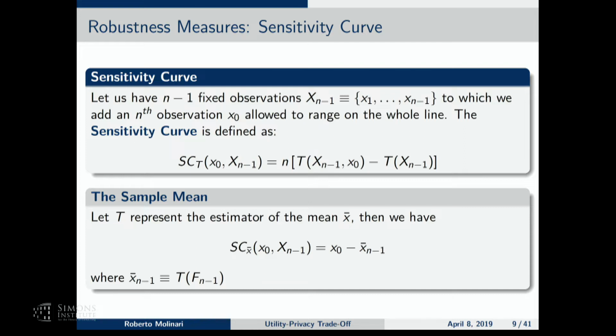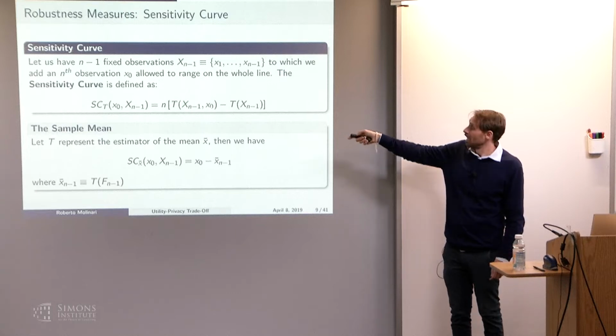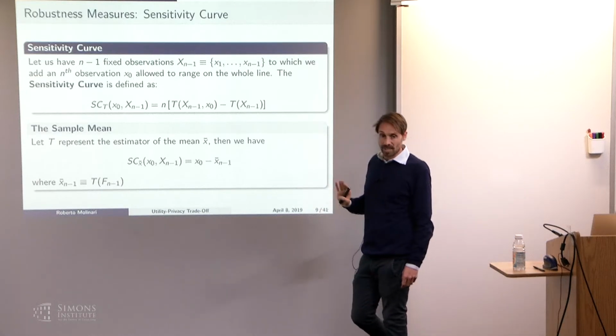The first measure that is used, and which starts to indicate the eventual proximity of robustness and privacy, is the sensitivity curve. This function is defined as follows. Suppose we have n-1 fixed observations that we put into a univariate setting. We put all these n-1 observations into this vector, and we add an nth observation, which we call x0, and this observation is allowed to move along the entire real line. The sensitivity curve is defined as this standardized difference between the functional, or estimator or algorithm, applied to the vector with x0, and the estimator applied to only the n-1 observations.